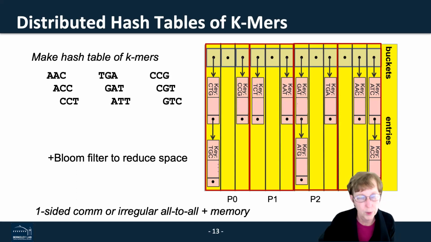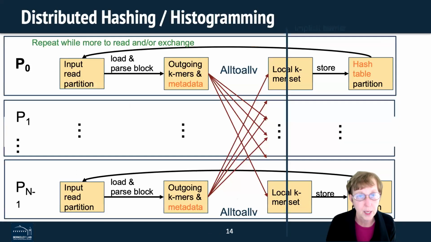Once we've hashed them, we save only one copy of each unique instance of a k-mer. That will be a much more manageable data set. That's about the size of the output of the data, not the size of the input data set, or certainly not as large as the k-mer expanded version.